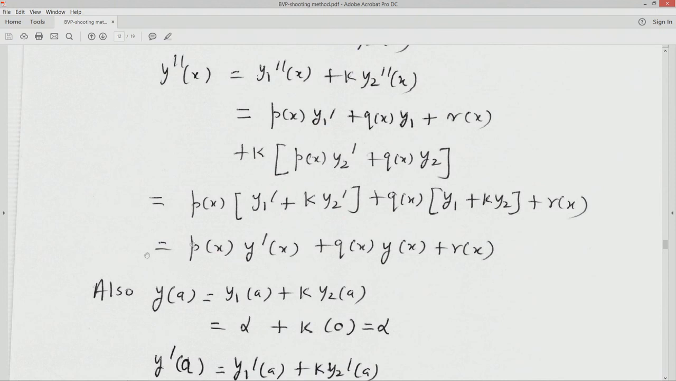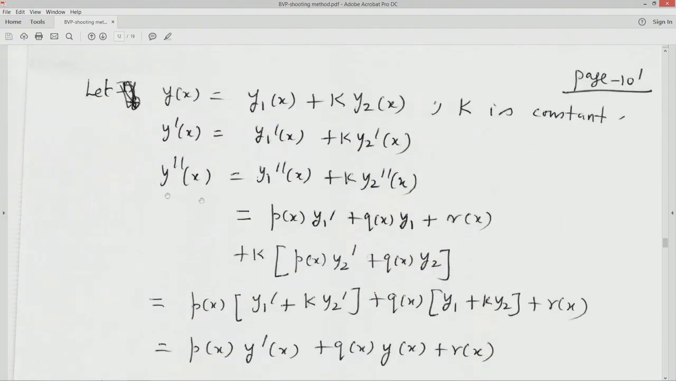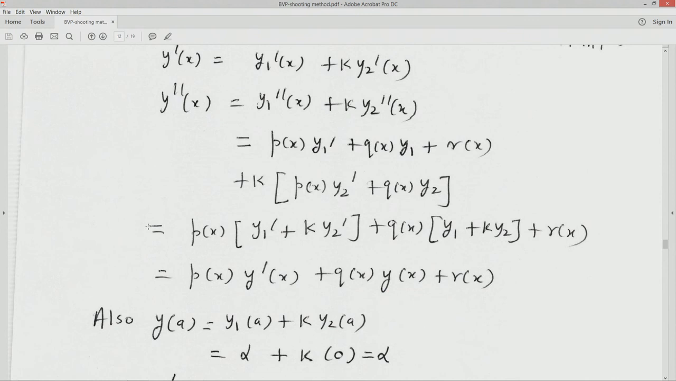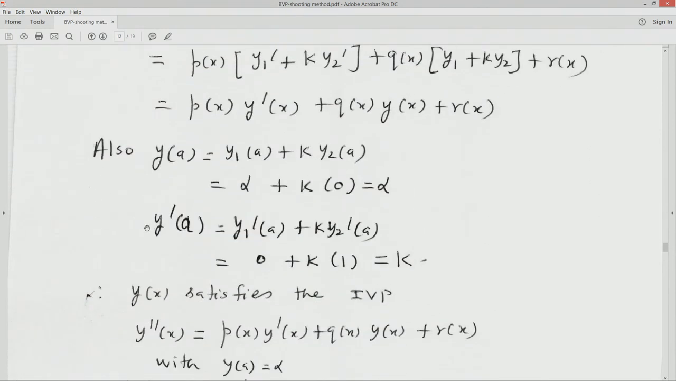So, what is it that we have shown? We have shown that y of x given by y1 of x plus k times y2 of x is a solution of the non-homogeneous differential equation which governs the boundary value problem. That is what we have shown. Now, let us see about the conditions.